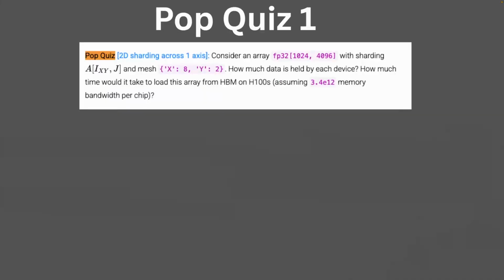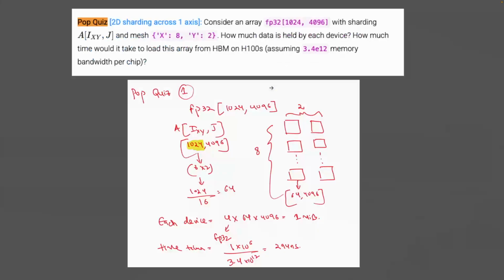So let's go through the first pop quiz in the book. Consider an array of floating point 32, 1024, 4096, sharded across. The I axis is sharded and the mesh is of size 8, 2. How much data is held by each device? How much time would it take to load this array from HBM on H100?